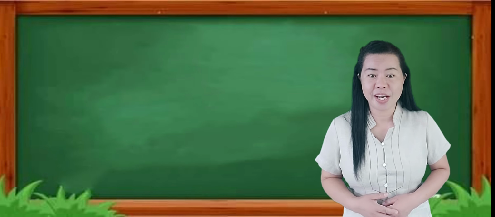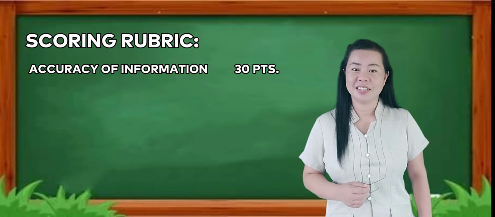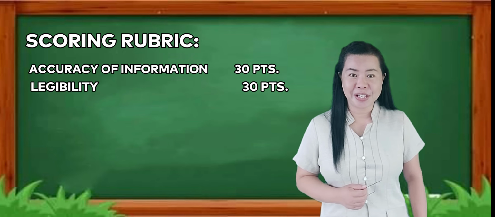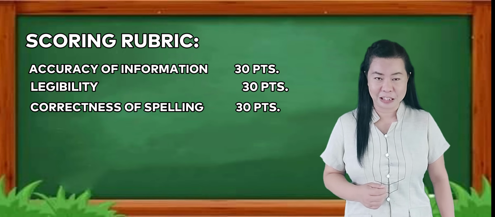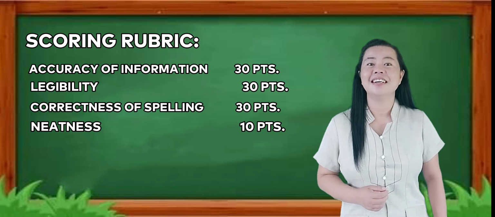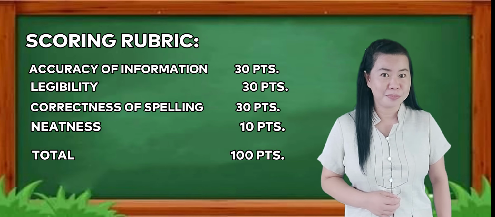Your work will be graded according to this criteria: accuracy of information, 30 points. Legibility, 30 points. Correctness of spelling, 30 points. And neatness, 10 points. You'll have a total of 100 points.